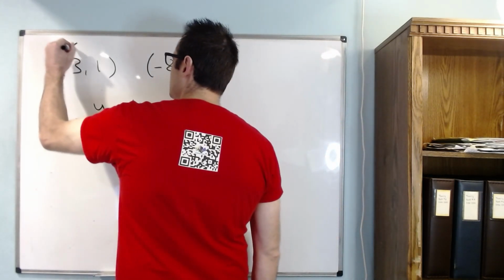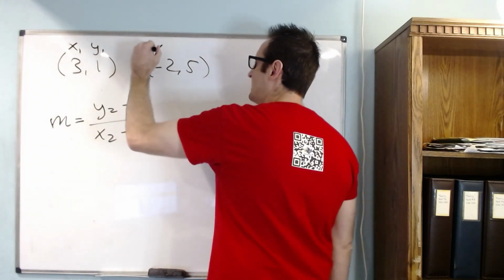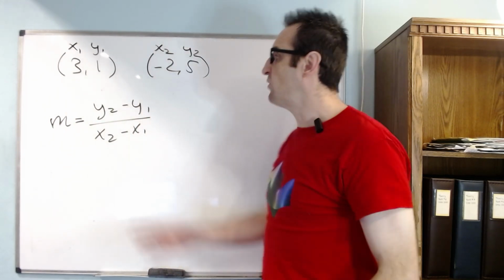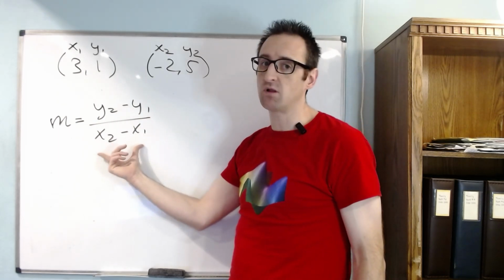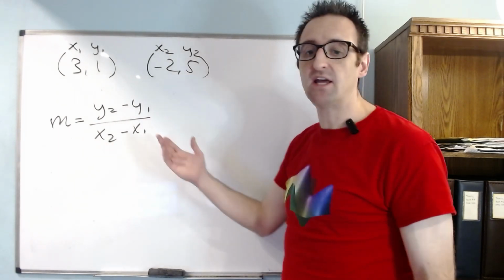So let's set this one to be x1 and y1, and this to be x2, y2. If you wanted, you could have made this x2, y2, and this one x1, y1, and it still would have worked out. You just have to make sure you plug it in consistently here. So let's go ahead and calculate this.